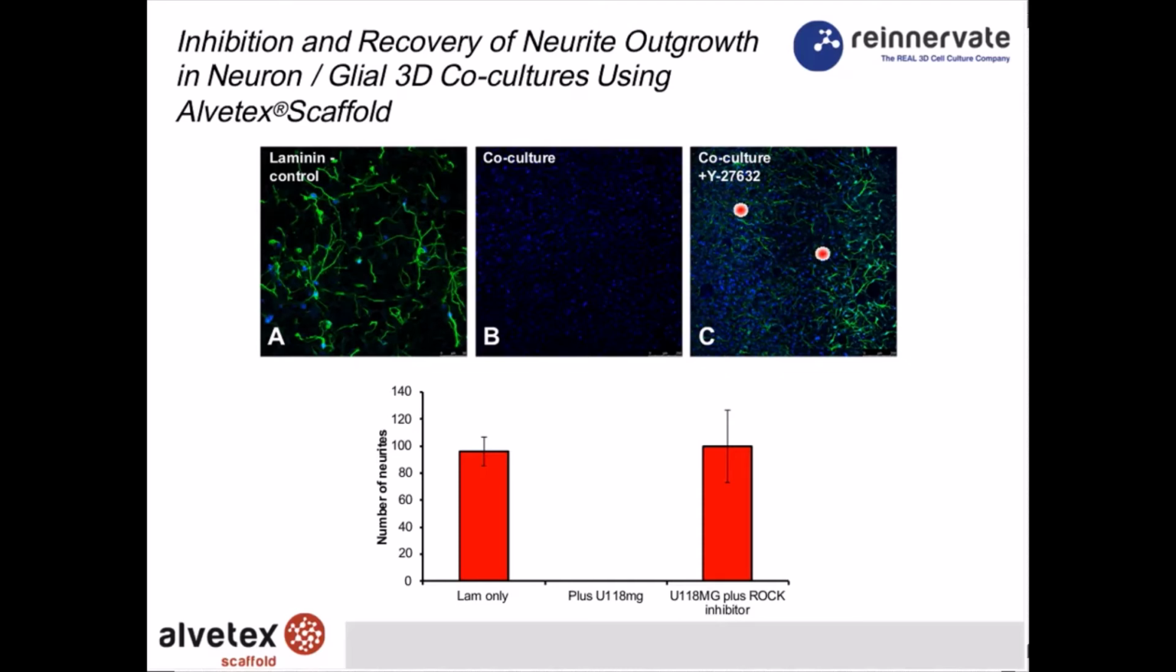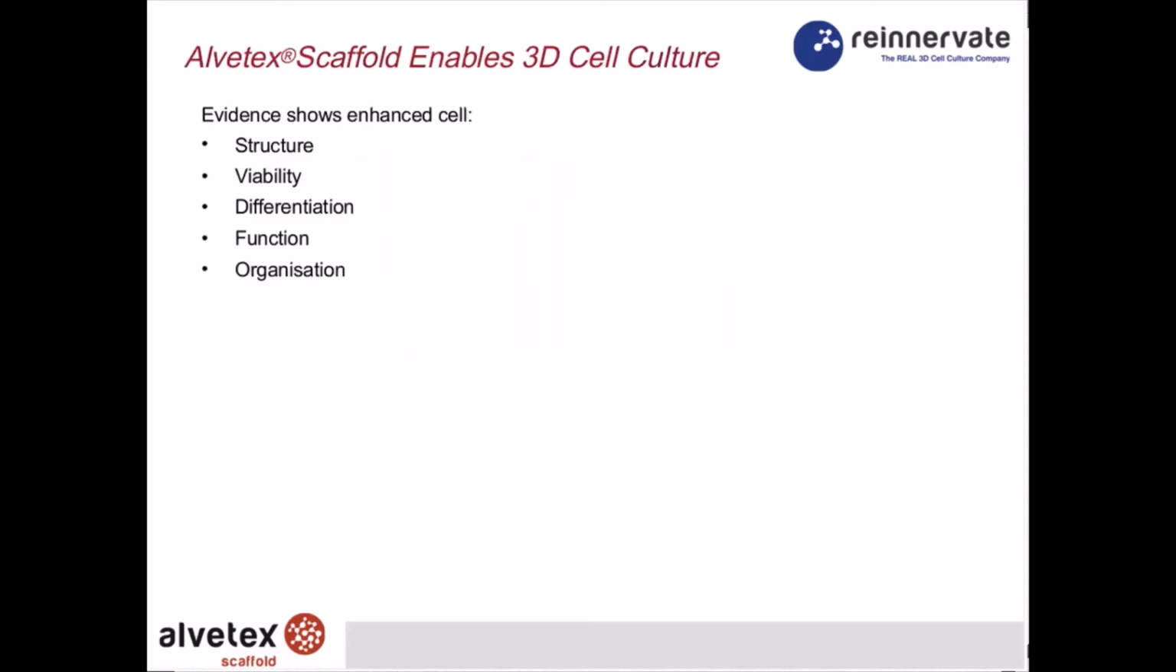So this small molecule is indeed having a positive effect on the rescue of the inhibition of neurite outgrowth due to the presence of the astrocytes. And you can quantify that again, and it's very obvious. So I hope what I've shown you demonstrates that Alvetex influences cell structure and differentiation and function.